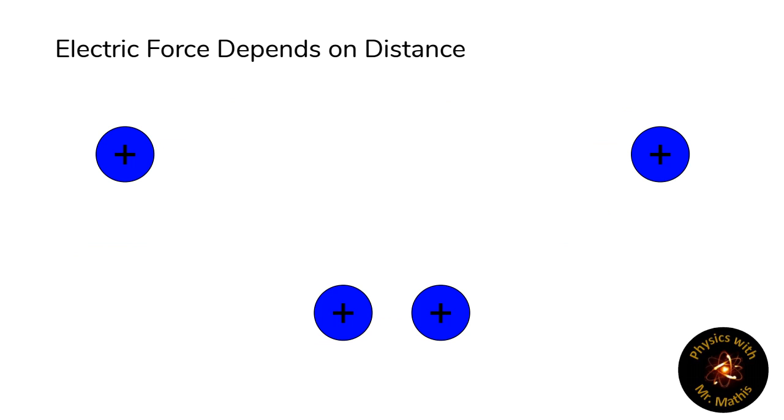The distance between the charged objects changes the amount of electrical force also. If objects are far apart, they have a small amount of electrical force, either attracting or repelling them. When objects are closer together, the electrical force is much larger.